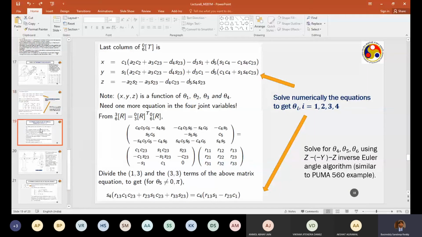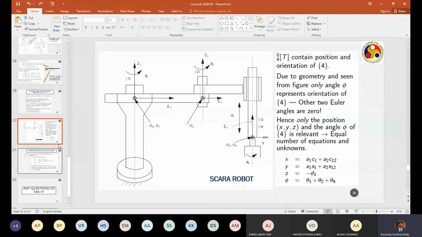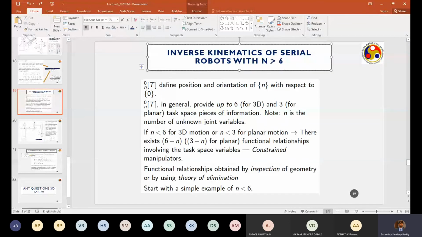So I'll just take another 5 minutes. I just wanted to discuss a general case. This is the inverse kinematics of serial robots with n lesser than 6. I'll just, 1 second. I just forgot to change it.